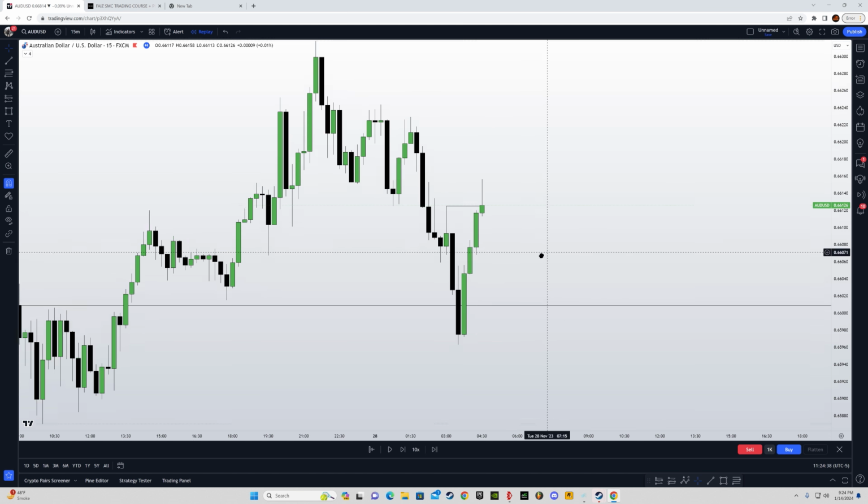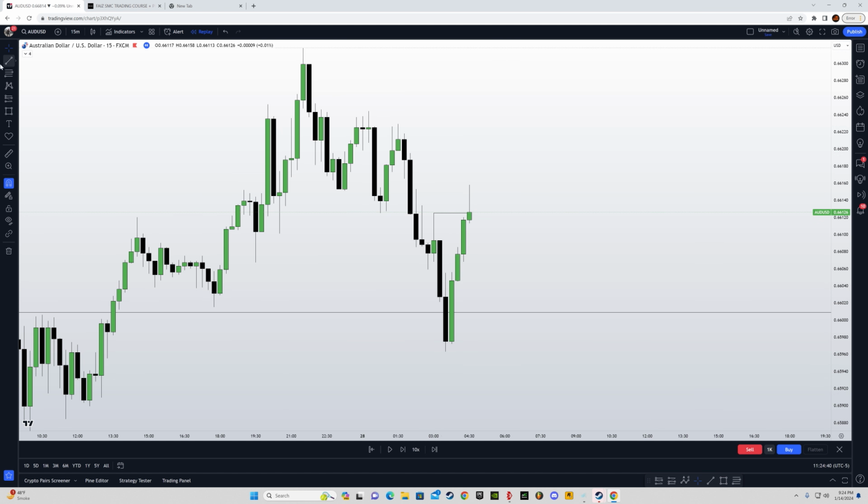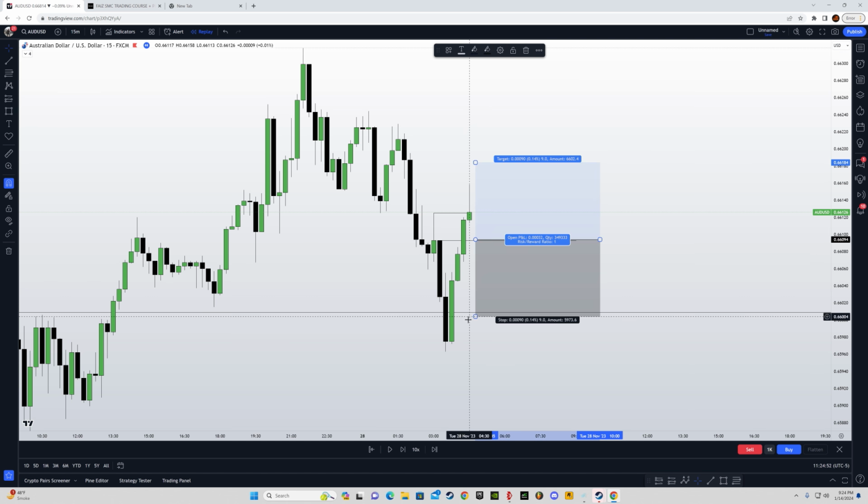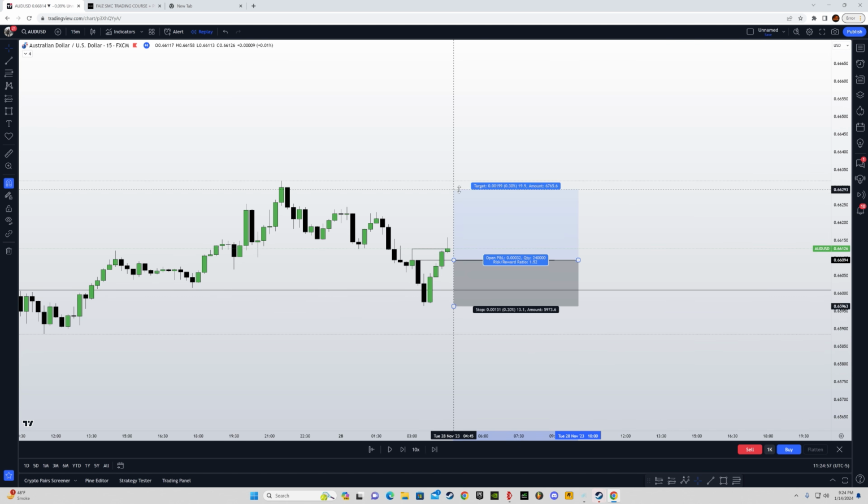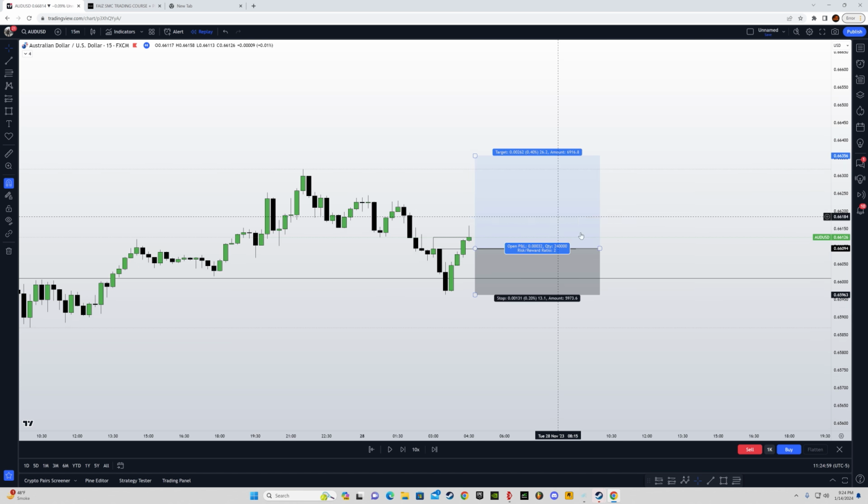And what makes this order block more high probability is very simple. We have fair value gap here that is in alignment with this order block. We have this fair value gap that is also in alignment with this candle. So we're going to go long here. We're going to put our stop right below this low. And we are going for 1-to-2 risk to reward ratio.